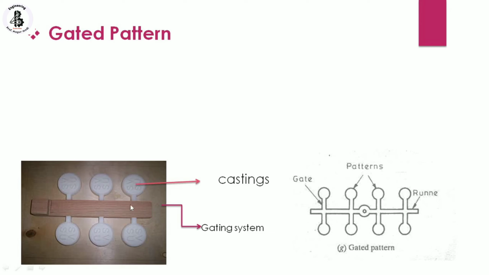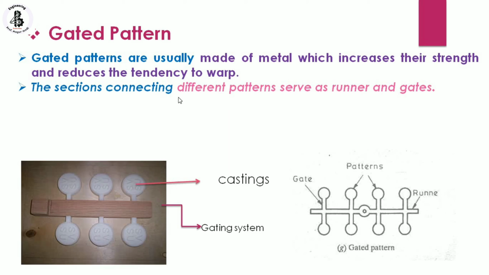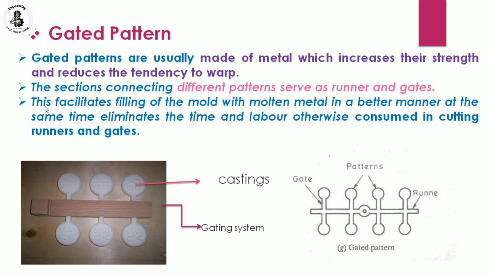Basically, this is used for small castings, and also for integrated shapes. Gated patterns are usually made of metals, which increases their strength and reduces the tendency to warp. The sections connecting different patterns serve as runners and gates. These facilitate filling of the mold with molten metal in a better manner, and at the same time eliminate the time and labor otherwise consumed in cutting runners and gates.